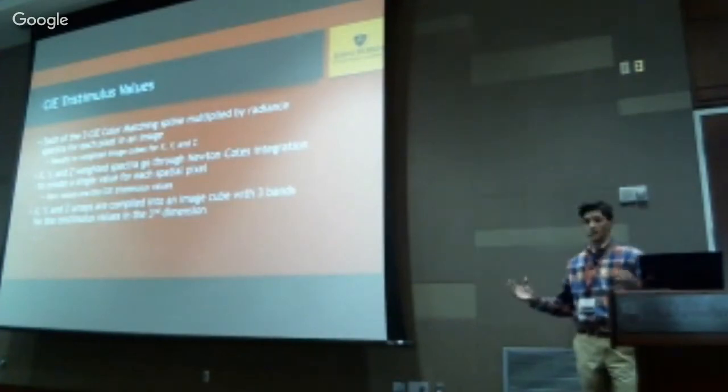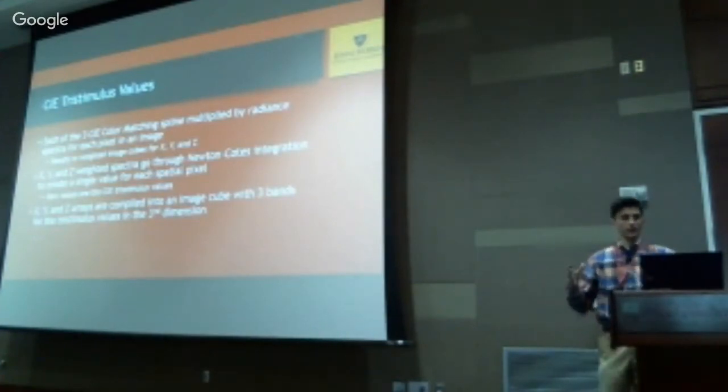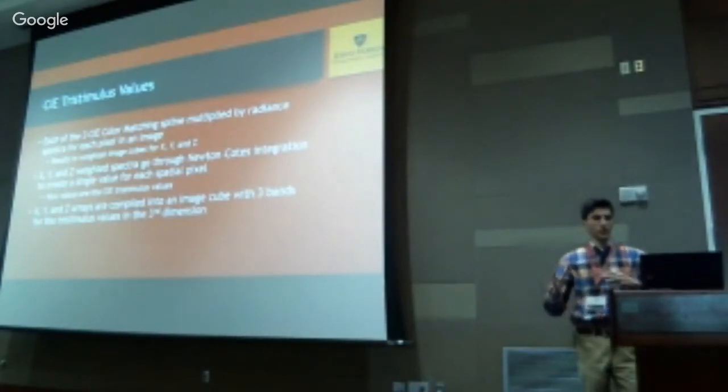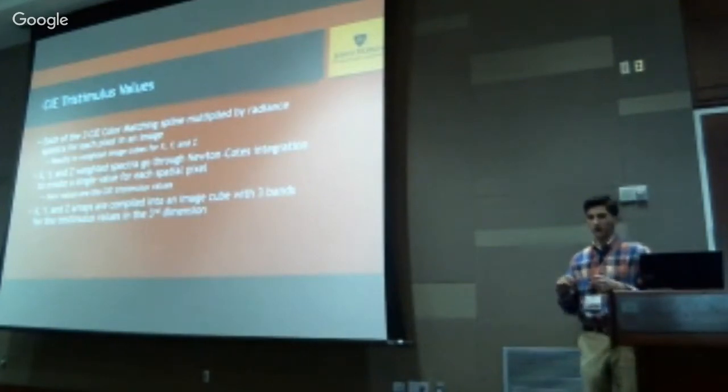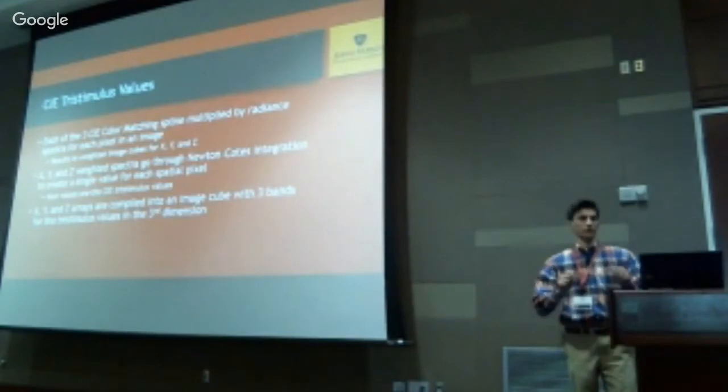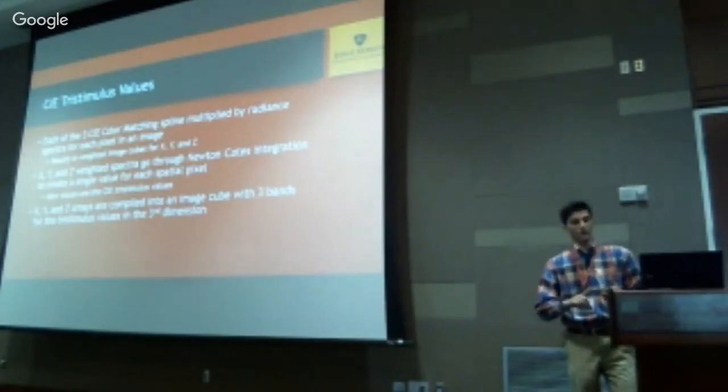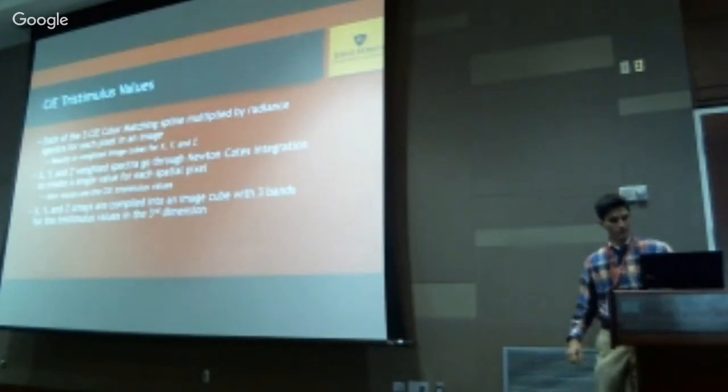Once we had that, we multiplied the three splines by the radiance spectra for each pixel in the image. So that way we have a weighted spline for each of X, Y, and Z. We put it through Newton-Cotes integration to find out what the X, Y, and Z CIE tristimulus values are. And so that's a precursor to sRGB later on down the line. These were sandwiched into one single image cube with 3 bands, the X, Y, and Z, which were the third dimension of that.